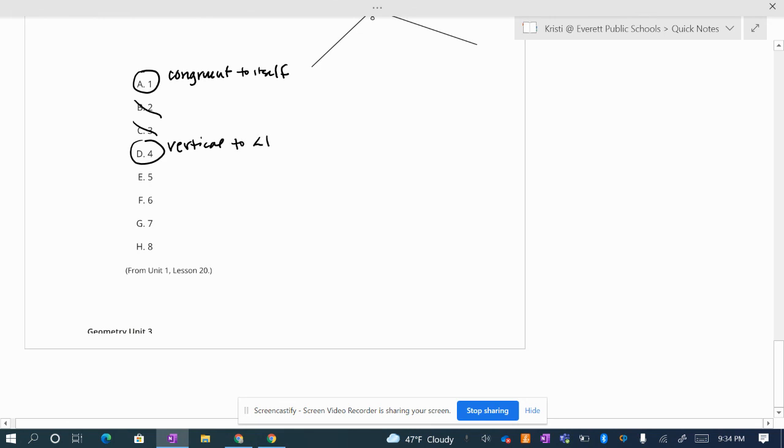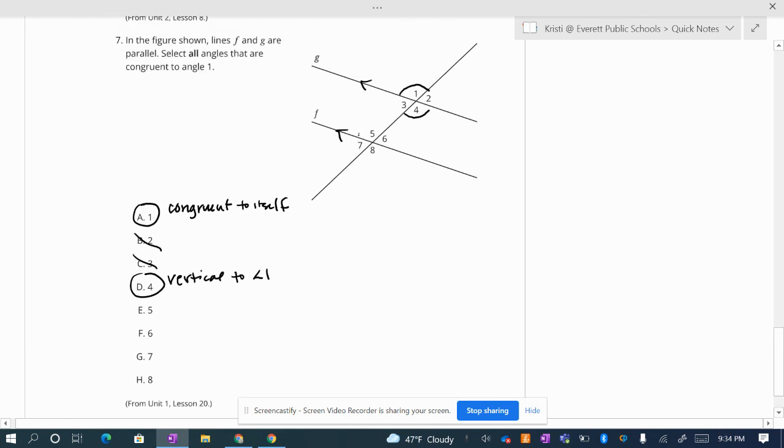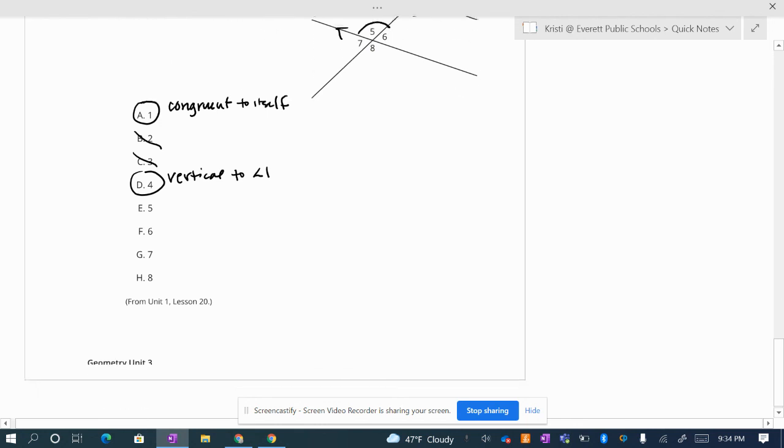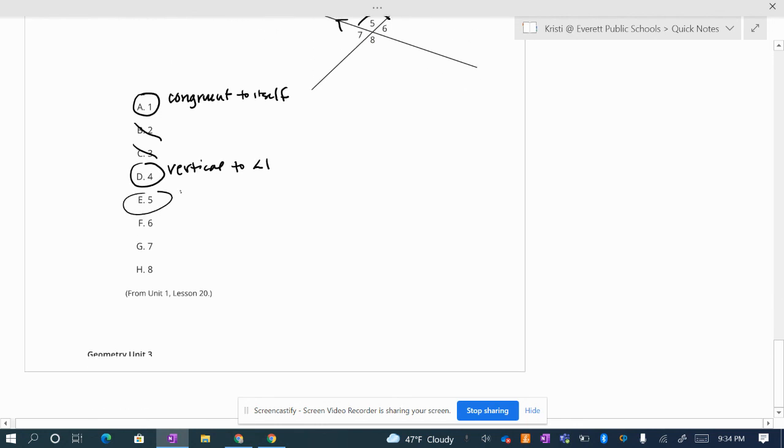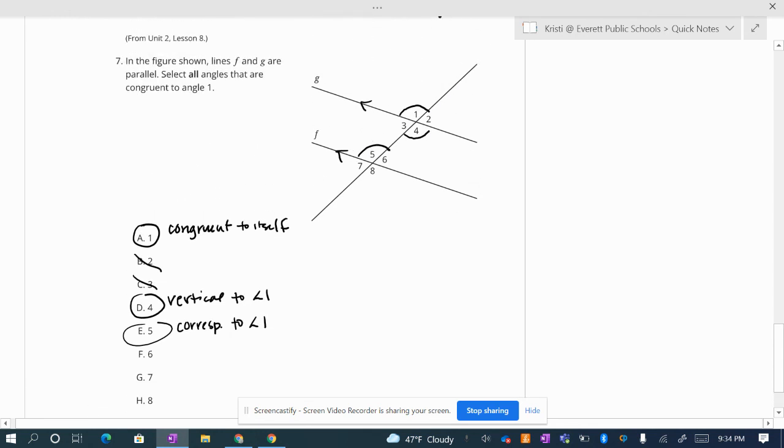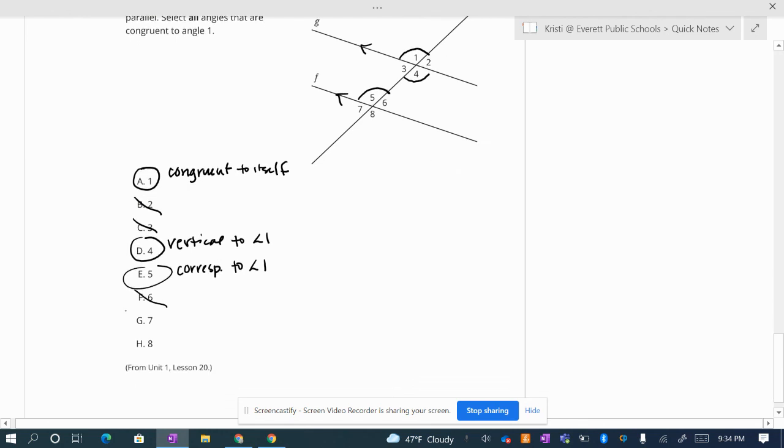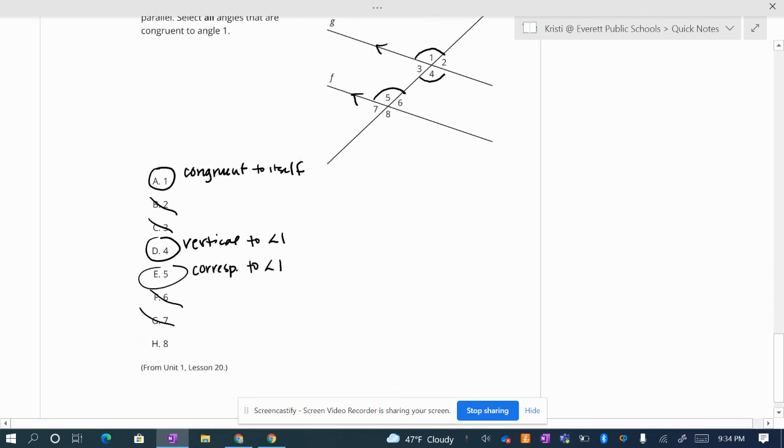And 5, yay, 5 is corresponding to angle 1. So corresponding, and we know corresponding angles are congruent. Angle 6, no. Angle 7, no. And angle 8, well, angle 8 is vertical to 5, which is corresponding to 1.